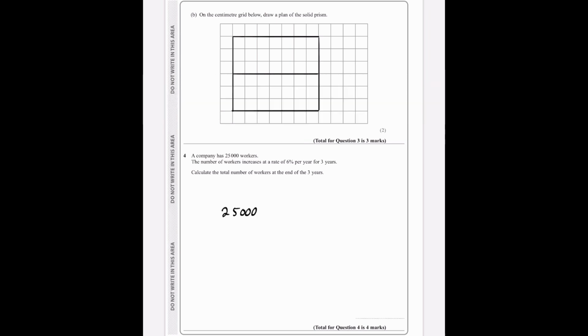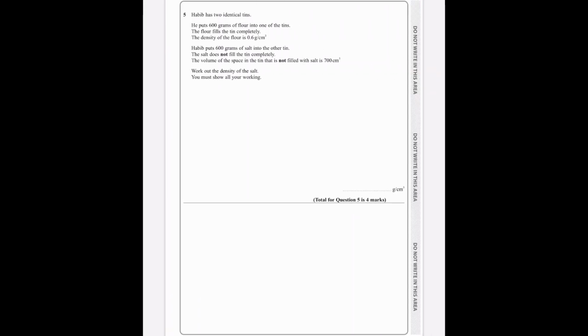top through the middle. To increase by 6% 3 times, by 1.06 to the power of 3. Find the total number of workers, 29,775.4. Don't think we can have 0.4 of a worker, so I'm going to just leave that as 29,775.